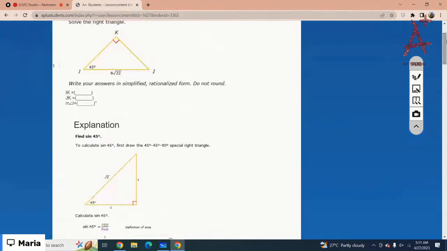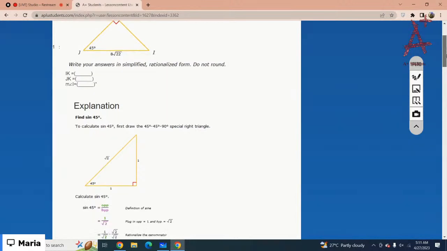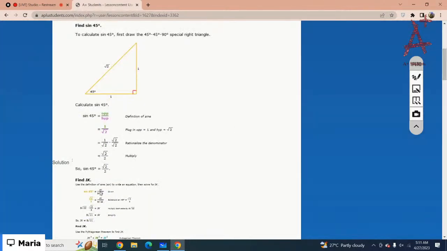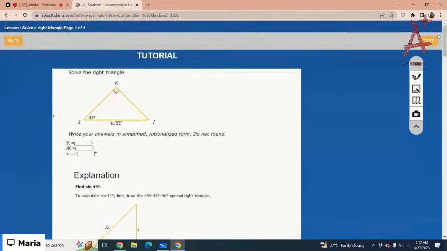Basically, you have to relate it to the special triangle. So when you calculate sine 45, it would be IK divided by 8 square root 22, because IK is missing. You have to find the missing side. And in the special triangle, we just calculated sine 45 is square root 2 over 2. So it would be square root 2 over 2 equals IK divided by 8 square root 22. So it would be 8 square root 11. Let's just do the first example on the board, then that would be easy for me.